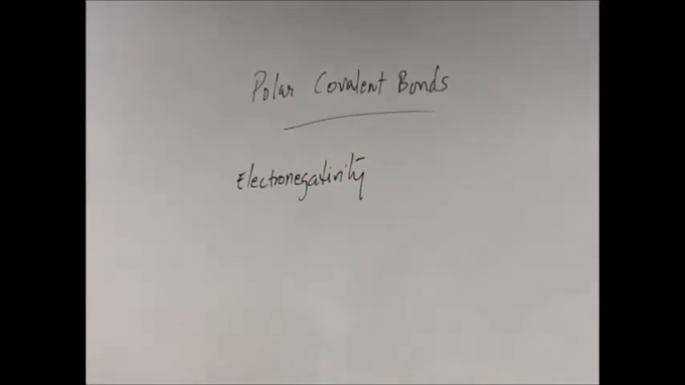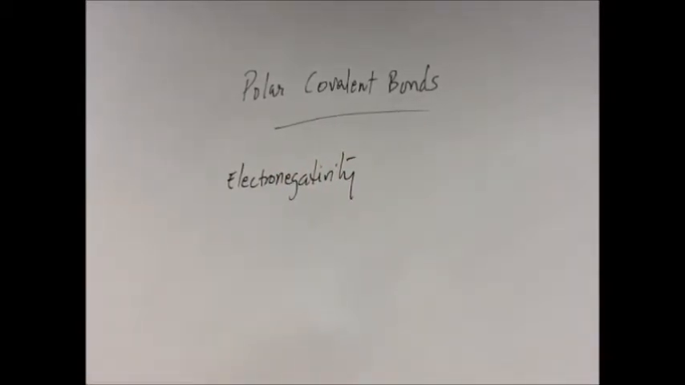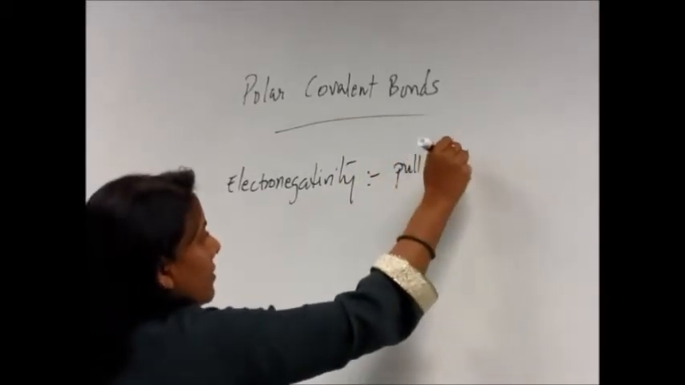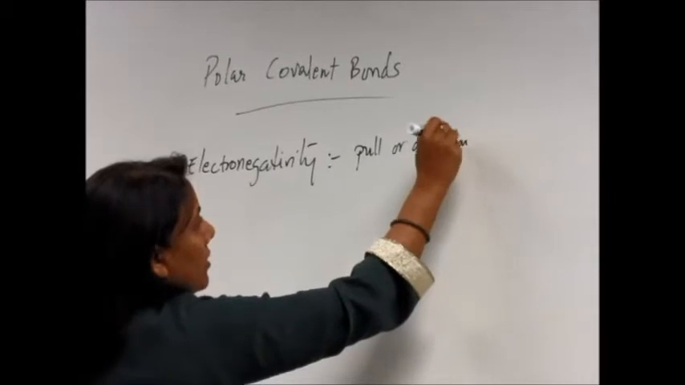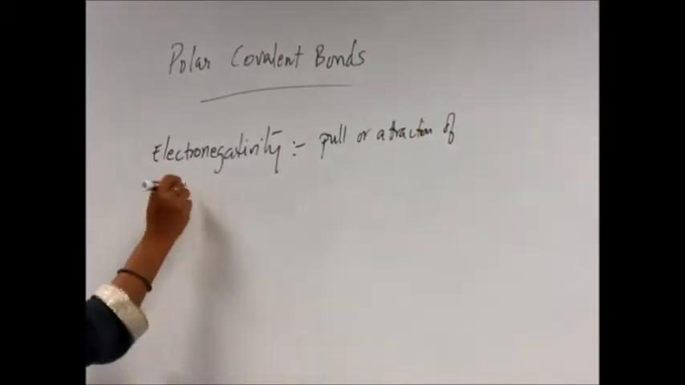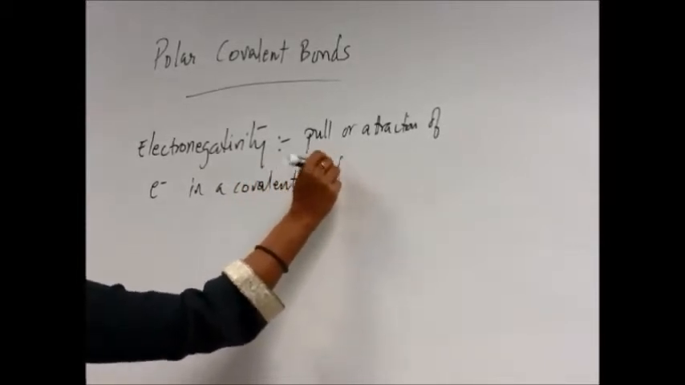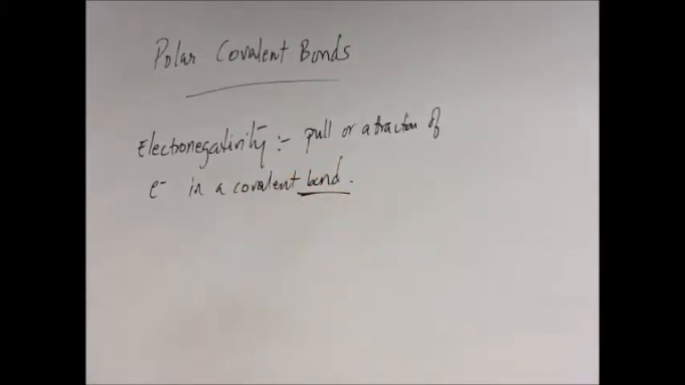Electronegativity is a property of an atom, but not by itself as such, only in a bond. Electronegativity is the pull or attraction of electrons in a covalent bond. And this is the key part here, the bonding part. It has to be in a bond, so it's not just by itself.